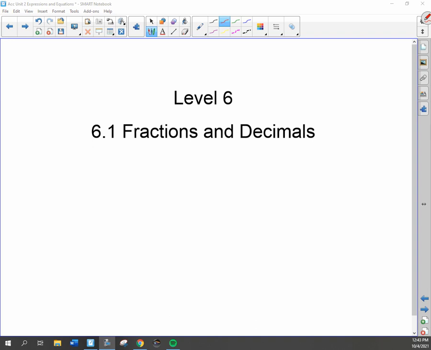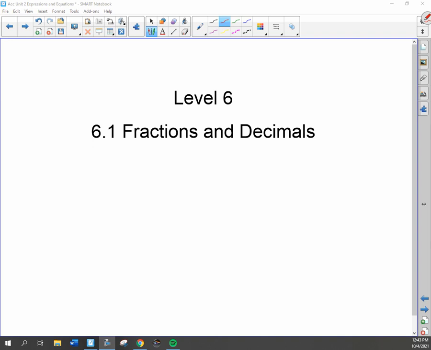Welcome back to level 6. Now level 6 is going to be broken up into two parts. The very first part is we're going to be converting between fraction and decimal. So all we are going to be doing is changing from one form to another form. And then in part 2, which is 6.3, we're going to determine if a decimal is repeating or terminating.